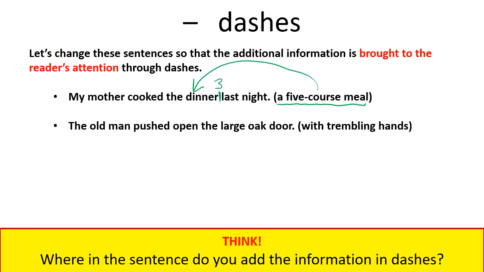Okay? The second example, the old man pushed open the large oak door. And we want to add with trembling hands. Now, actually, here's position 1. Here's position 2.